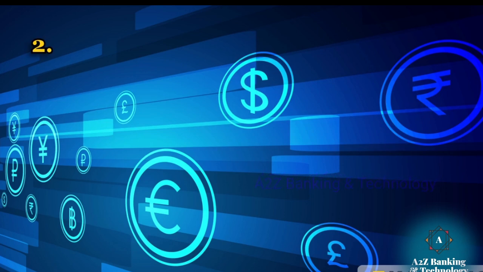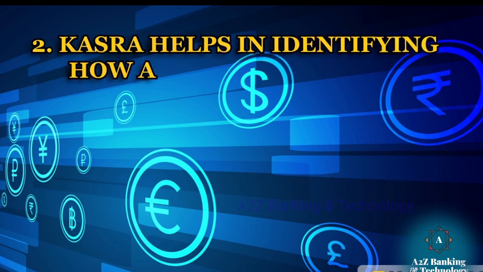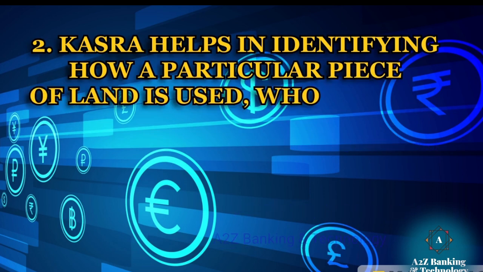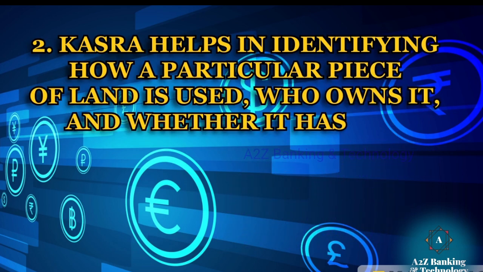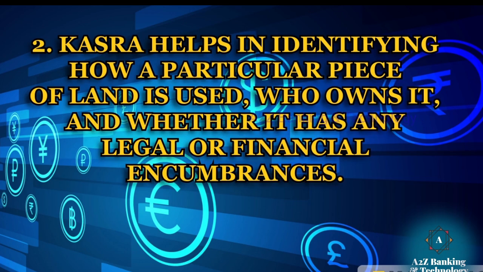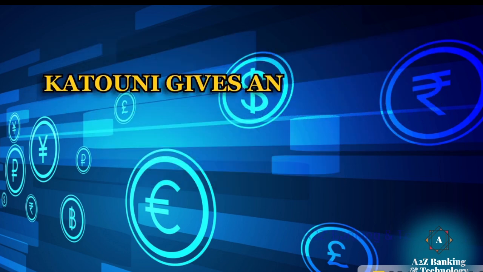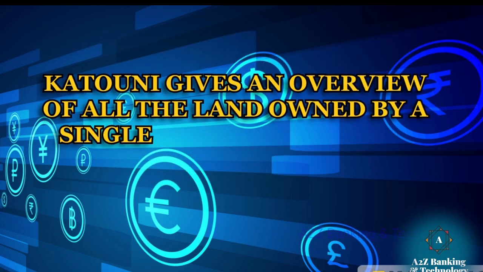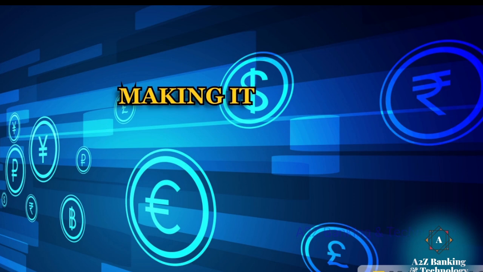2. Purpose: Khasra helps in identifying how a particular piece of land is used, who owns it, and whether it has any legal or financial encumbrances. Khatauni gives an overview of all the land owned by a single person or family, making it easier to track total holdings.